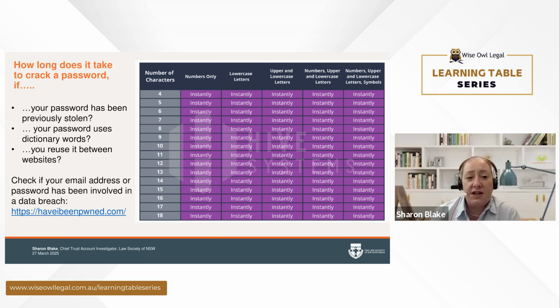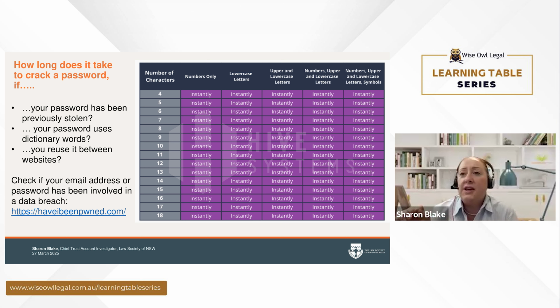So, how long does it take to crack a password? Well, if you think about your own personal password that you use for your online banking, your email, your account access, do you use dictionary words? Do you reuse passwords across applications and websites? Or has your password ever been stolen? Now, you might say to me, Sharon, how would I know if my password has ever been stolen? You can actually check it.